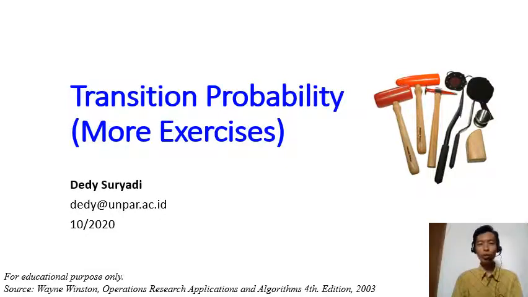So in this video, we're going to do some more exercises to practice on how to define a transition probability matrix. There are two things you should be able to do. First is defining all the possible states, and second, defining the probability of transitioning from one state to the other state. So let's take a look at the first problem.